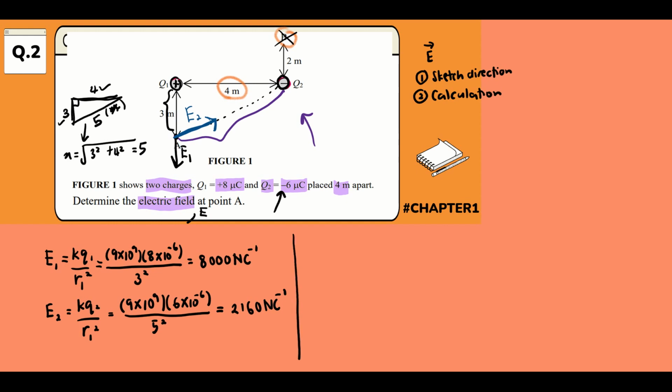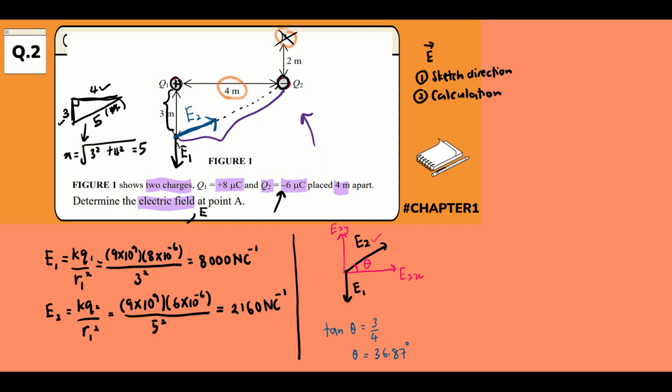Look at the direction that we have got. We can see here that our E2 needs to be resolved. So you're supposed to have E2x here and also E2y. E2x and E2y. And also you need to get the angle here to know the magnitude of E2x and E2y. The angle we can calculate: tangent theta is equal to 3 over 4, and your theta you'll get is 36.87 degree.